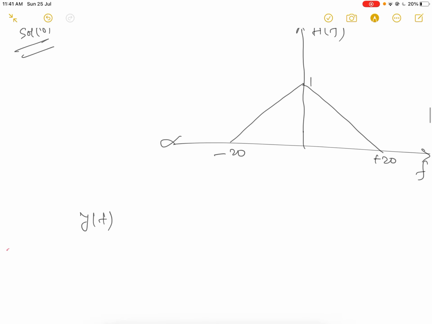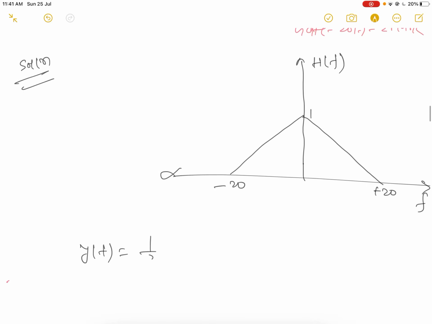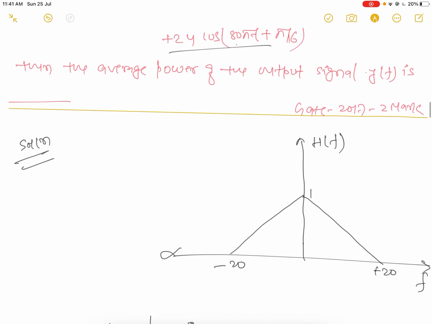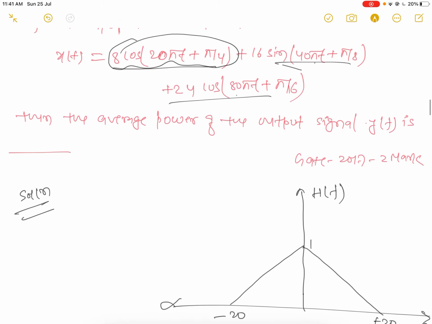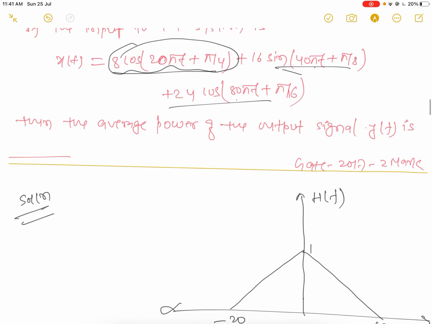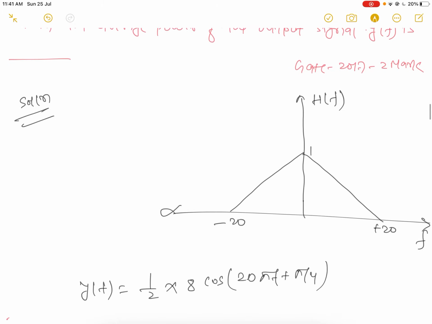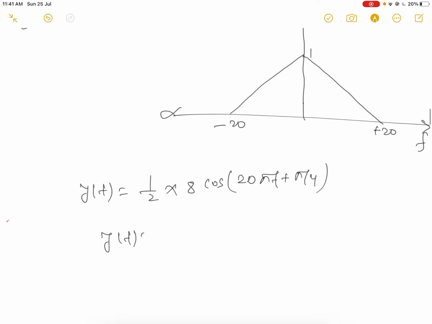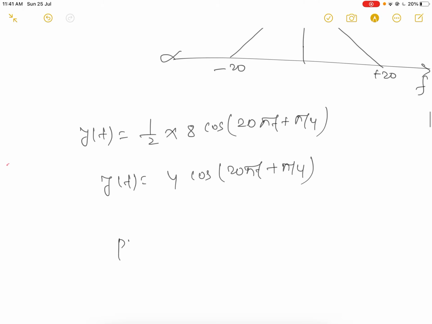So y(t) will be half of 8 cos(20 pi t plus pi by 4). So y(t) will be 4 cos(20 pi t plus pi by 4), and the power will be A squared upon 2. We know that power is A squared upon 2, so 4 squared upon 2, that is 16 upon 2, which is 8 watt.